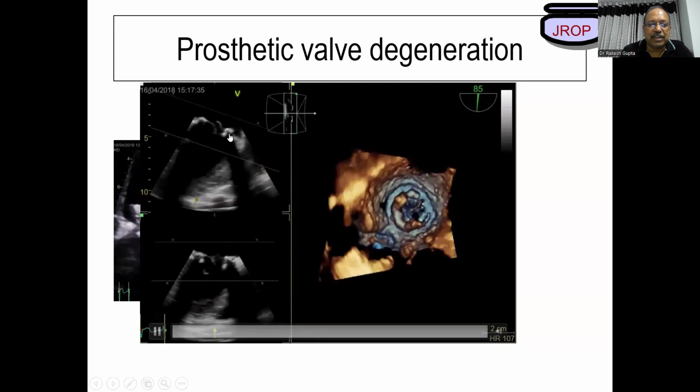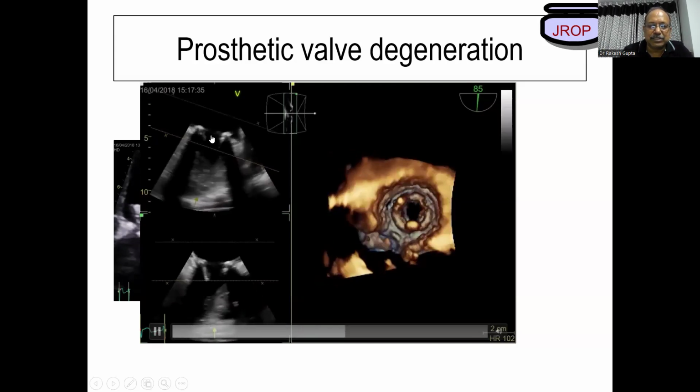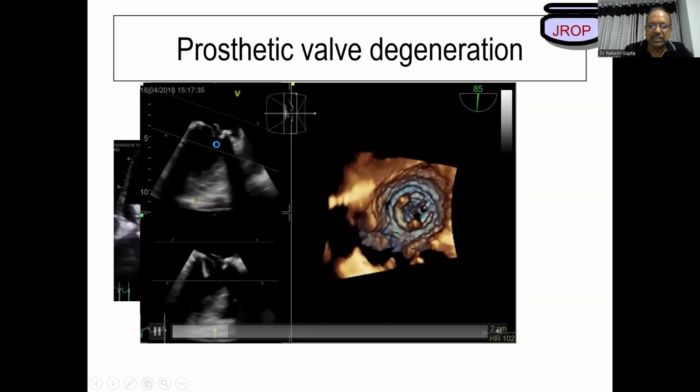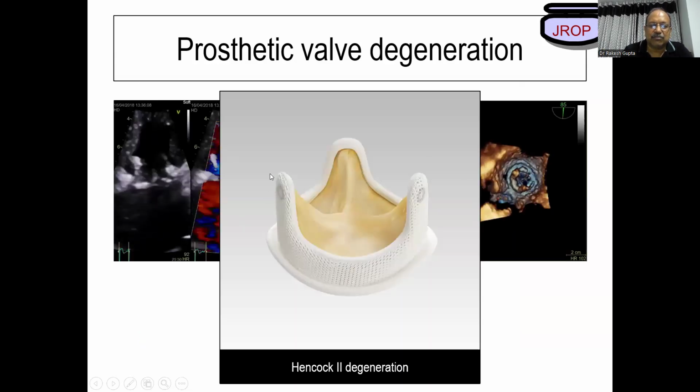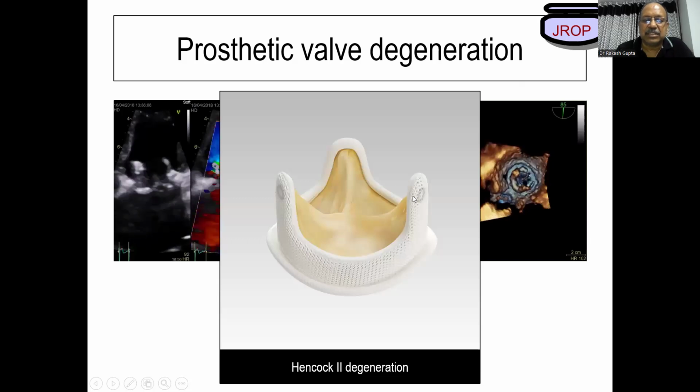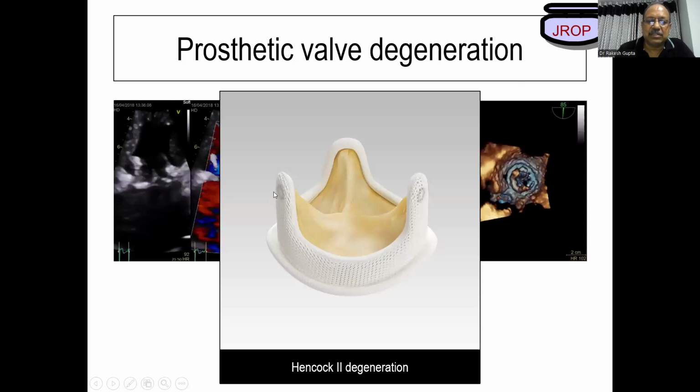And here is the leaflet. Look at the leaflet, which is prolapsing back into the LA. This is a transesophageal view. And the patient had significant mitral regurgitation. This is a Hancock valve, second generation: first stent, second stent, and third stent.